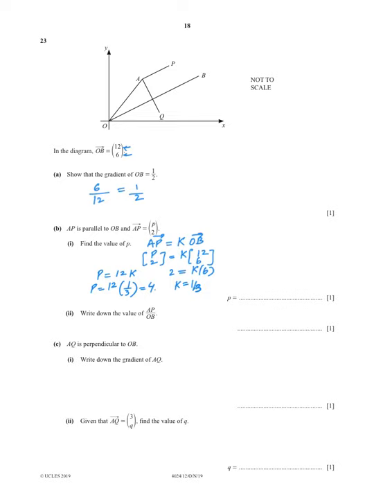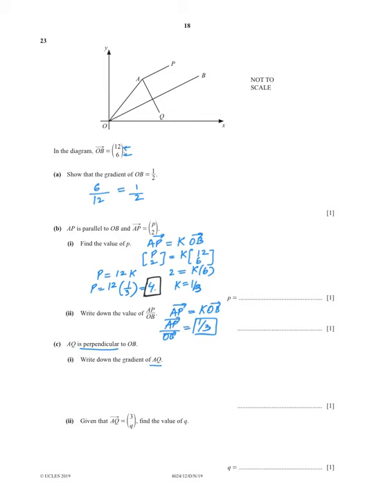In the next part, it says write down the value of AP upon OB. We had discovered that AP is equal to K times OB. So you can say that AP upon OB is equal to K, and the value of K is 1 upon 3, and that is your answer. Then AQ is perpendicular to OB. Write down the gradient of AQ.